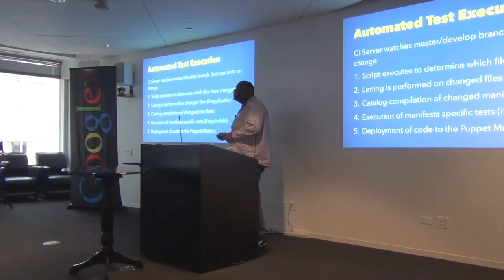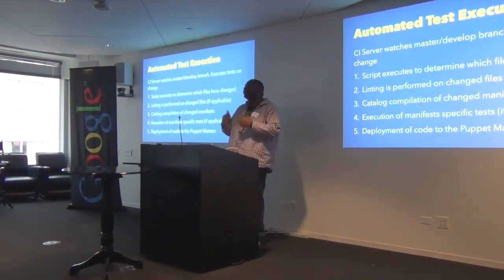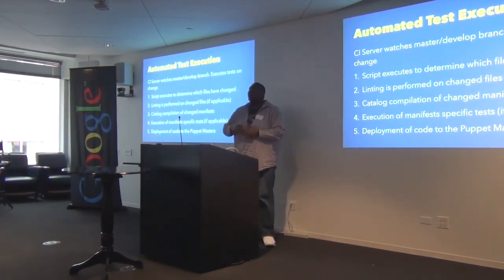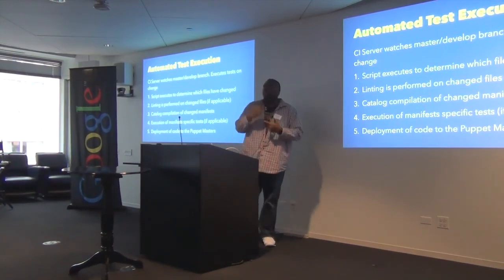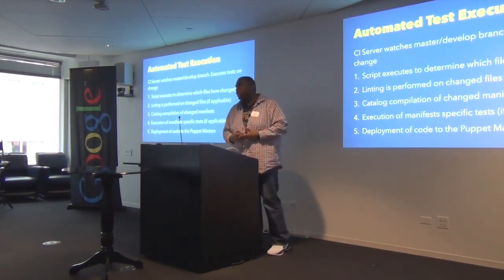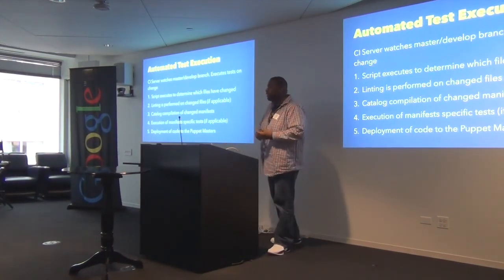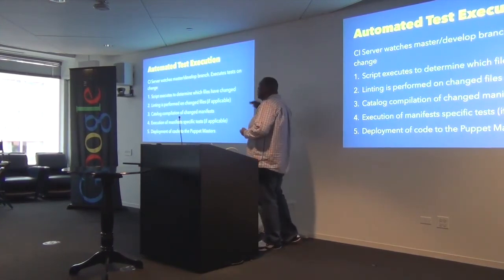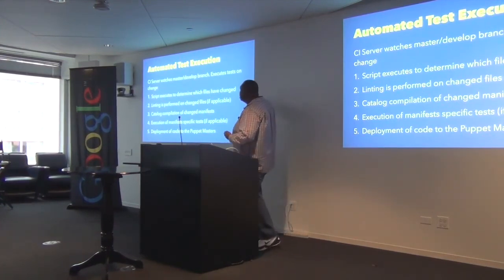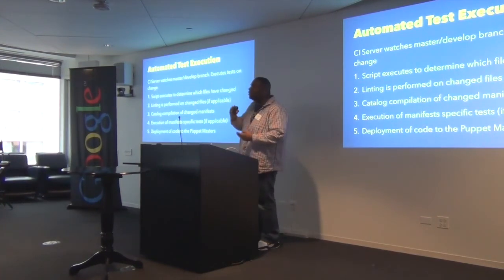So what does our automated testing look like? We kind of talked about it already. It's a script that determines which files have changed, linting is performed, catalog compilation of change manifests, and then the execution of manifest-specific tests. Each of these are separate steps and jobs, and if any of them fails, we stop and let the user know right away.